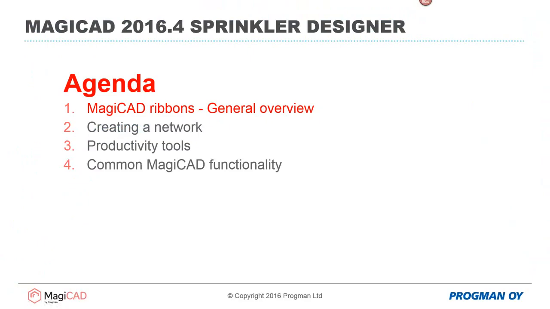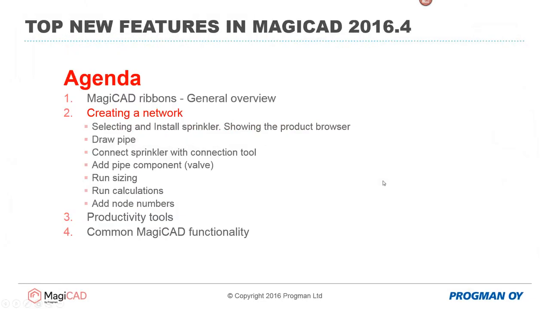I will start off by, in Revit, showing some of the MagiCAD ribbons that we have, a general overview, just to look at some productivity tools that we have and the base layout of the software. And then after that, we will look at creating a network. We'll both select and install sprinklers to the project.